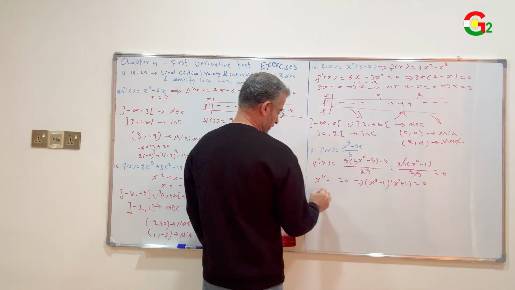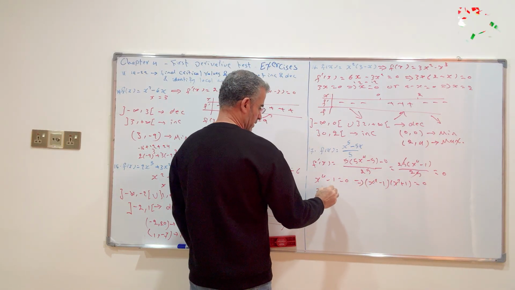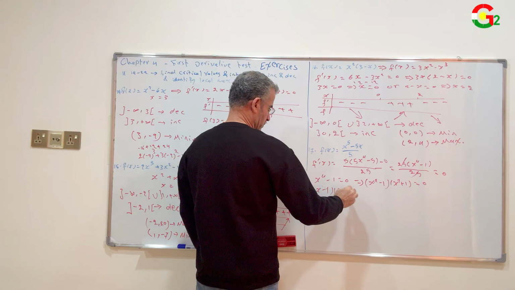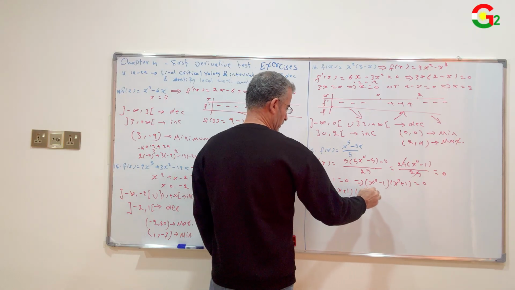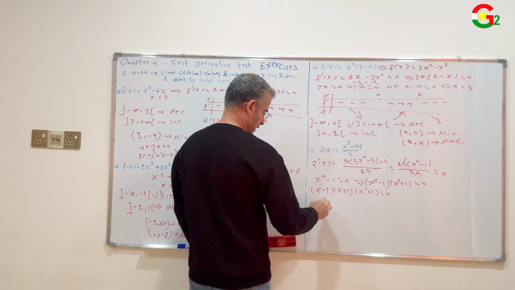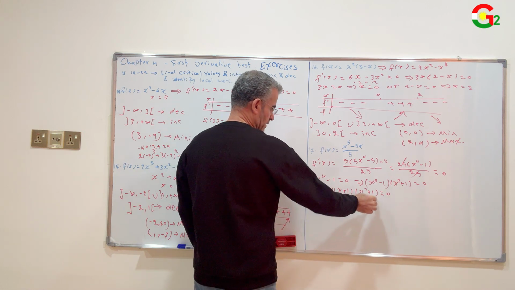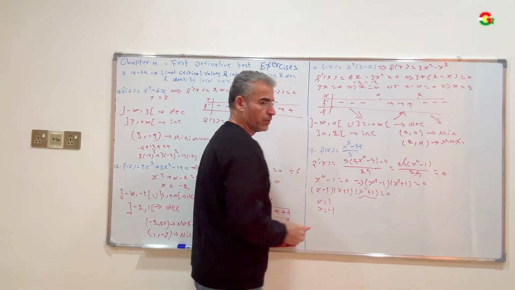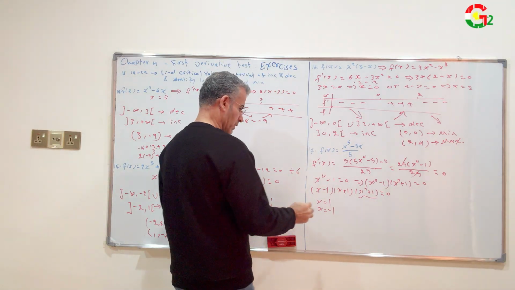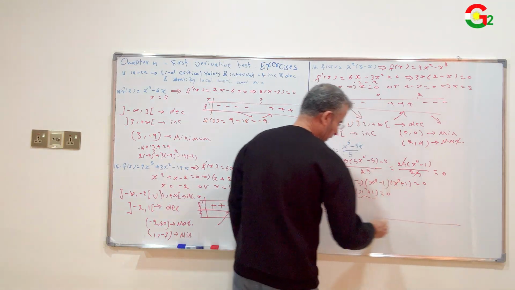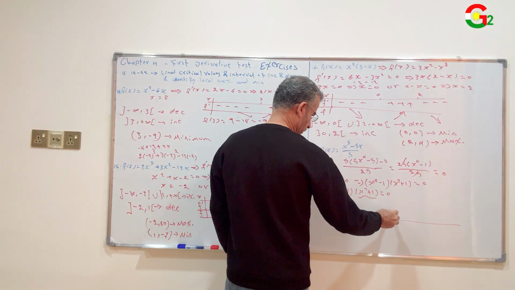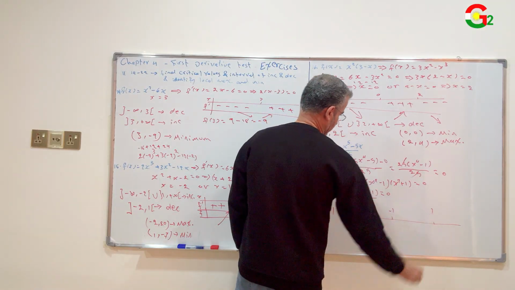Also open the difference of two squares for this bracket: x minus 1, x plus 1, x squared plus 1 equals 0. Either x equals 1 or x equals negative 1. From this bracket, x equals square root of negative 1 is not a real number. Therefore, the only critical points are negative 1 and 1.